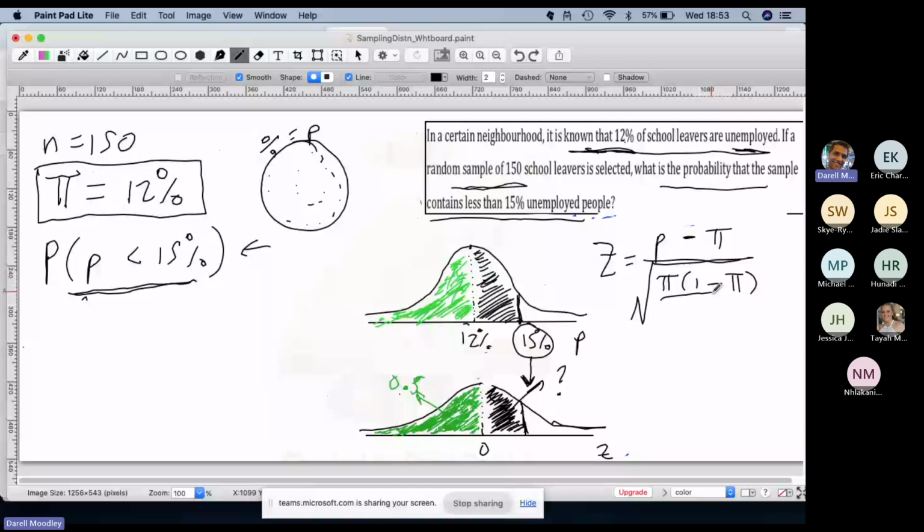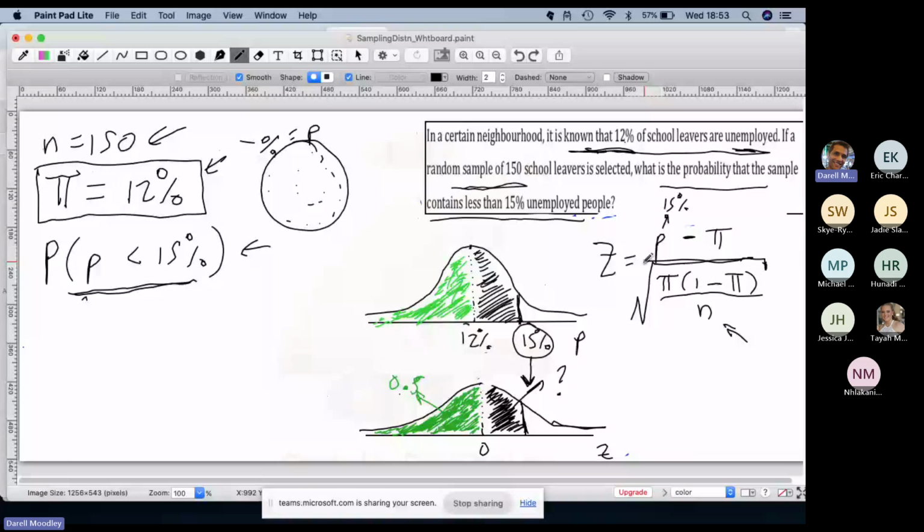Okay, so you know what your P is. Your P is 15%. That's given to us. Your pi in this formula is also given to us. It's 12%. And your n in this formula is 150. So you have everything to substitute into this formula. What I would encourage you to do, and you don't have to follow my approach here, is I tend to work out the denominator separately, and then I put it back in the formula.